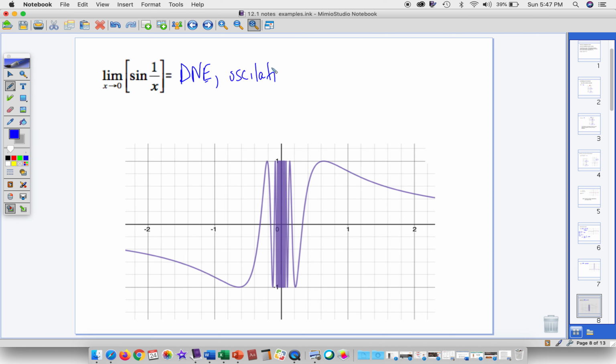So those are our 3 reasons why the limit would not exist. Your choices are either different left-right behavior, or that the graph is unbounded, the y values approaching infinity or negative infinity, or the third possibility is that the graph is oscillating, like this one does. So those are your 3 reasons for why a limit would not exist.